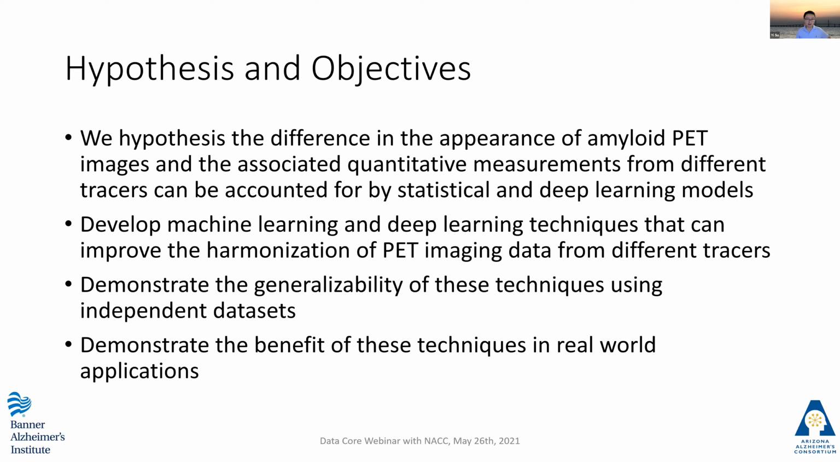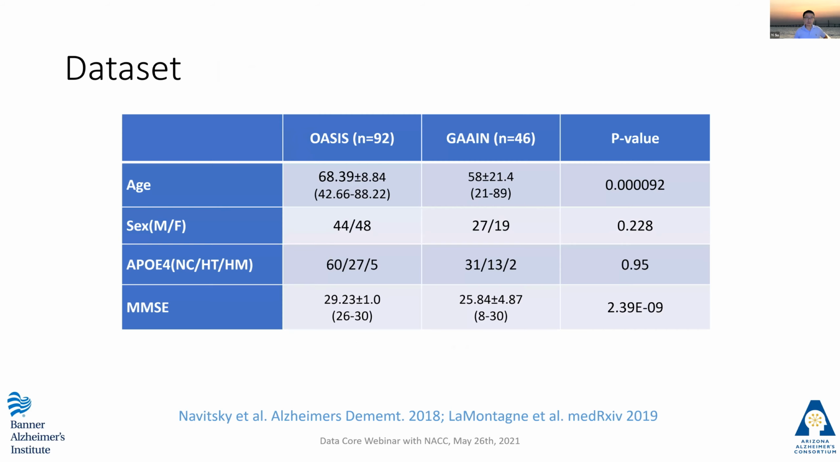In preliminary work, we tried to develop some techniques that we can use to improve the harmonization. And we want to demonstrate that these models are generalizable to independent data sets, and also that they show real world benefits. So here are the data sets that we are looking at. One is from the Washington University in St. Louis group. They published the OASIS data set, and a subset of that has 92 subjects with a head-to-head comparison for florbetapir and PiB data. Another data set is hosted at the GAAIN website, published by the AVID group, who published the original paper that calibrated the FBP, florbetapir amyloid PET, centiloid conversion to the centiloid scale.